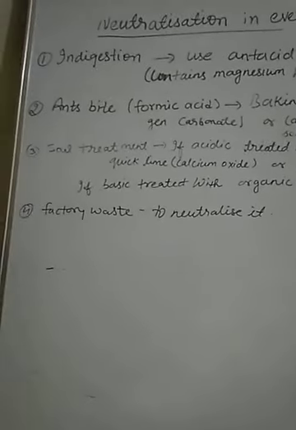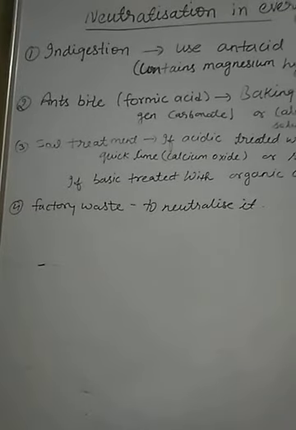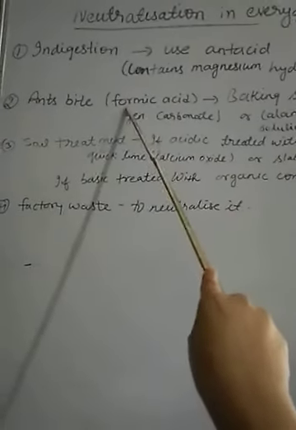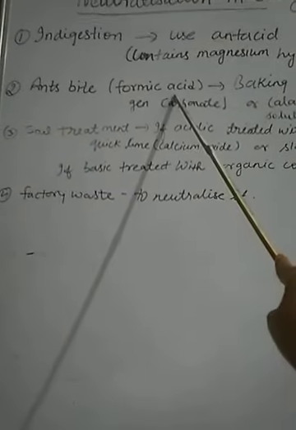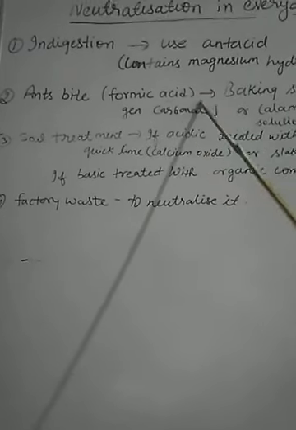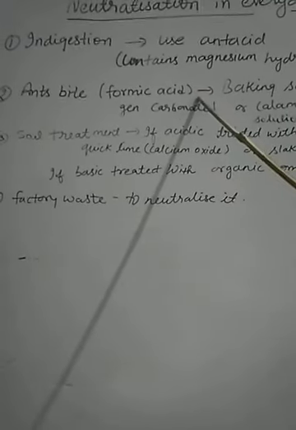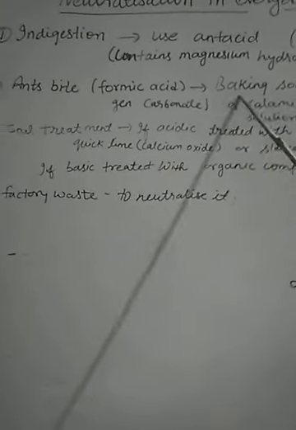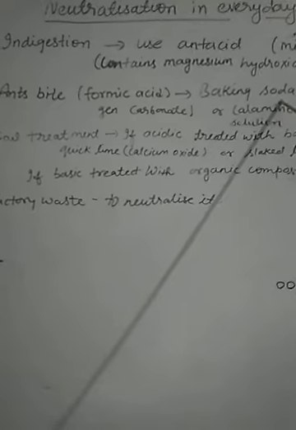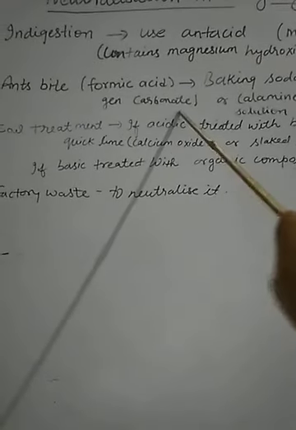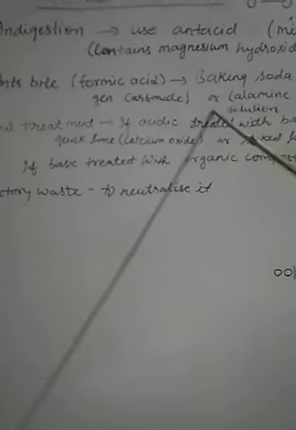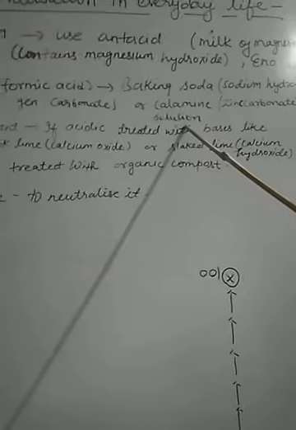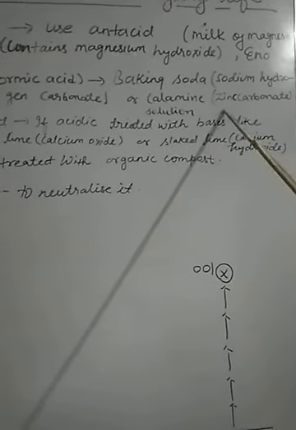Second, it is used in an ant's bite. Children, when an ant bites, it injects an acid called formic acid into our skin. And the effect of the acid can be neutralized by rubbing moist baking soda. Baking soda is sodium hydrogen carbonate. It is a base. Or sometimes we use calamine solution. Calamine solution is a solution of zinc carbonate.